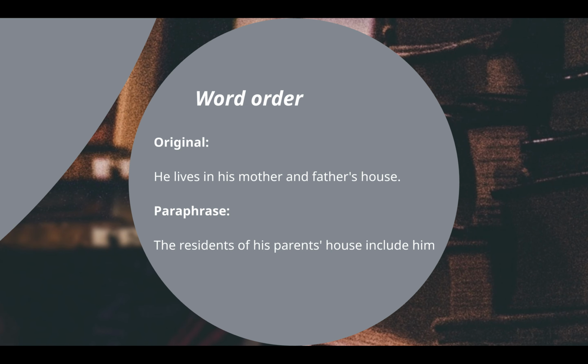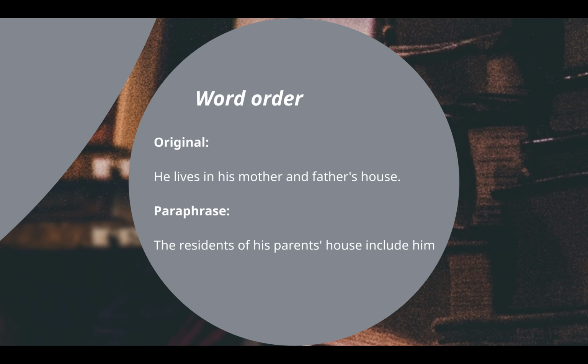And finally, the third one is changing the word order. So this basically, you are taking the end of the sentence and putting it at the beginning and just changing the word order. It doesn't work so well, to be fair, with this example, but I wanted to stick to the same example, so I gave it a go. You can let me know how well I did. So I changed it to the residence of his parents' house, include him.